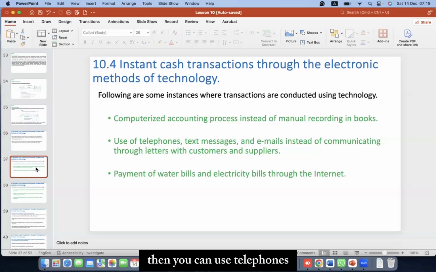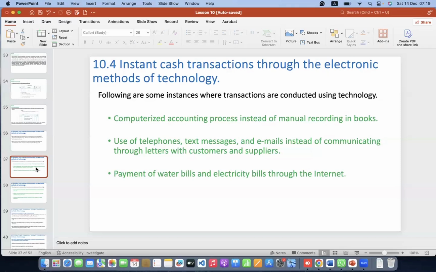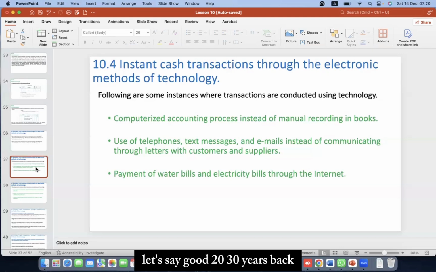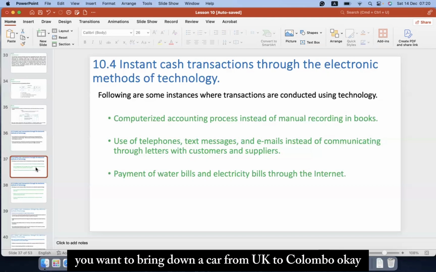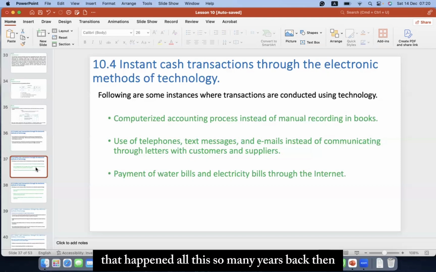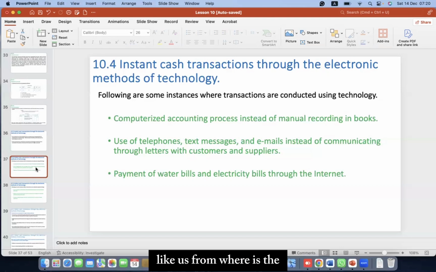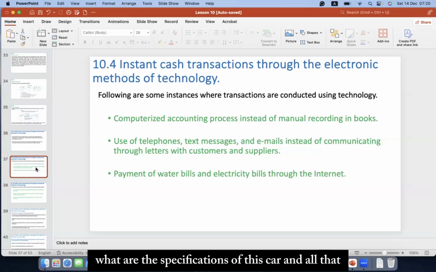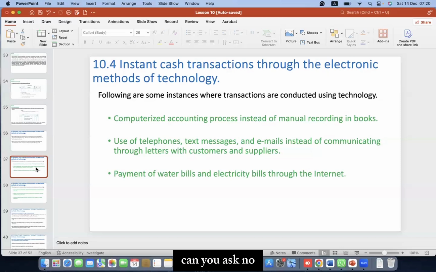Okay, then you can use telephones, text messages, and emails instead of communicating through letters with customers and suppliers. දැන් ඉස්සර ඔයගොල්ලන්ට මොන හරි අපි හිතමුකෝ දැන් මේ ඉලෙක්ට්‍රොනිකල් මෙතඩ්ස් තියෙන කලින් කස්ටමර්ට මොන හරි පණිවිඩයක් දෙන්න ඕනේ නම් you will have to use letters. For example, let's say good 20-30 years back, you want to bring down a car from UK to Colombo. Okay, that happened, no? Then can you use telephones or text messages or emails and ask what are the specifications of this car and all that? Can you ask? No, you cannot.